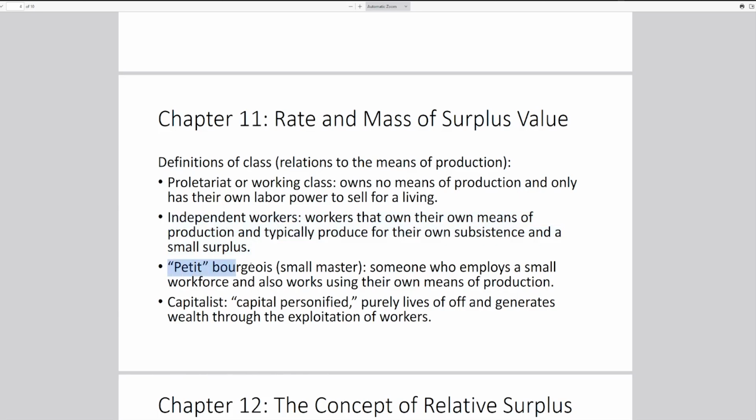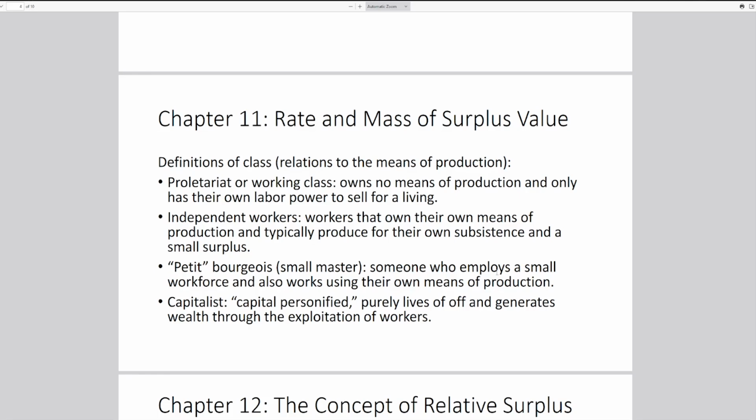And then one step up from that is the petty bourgeois, or what Marx calls in this chapter the small masters. These are people who employ a small workforce, but they also work using their own means of production. So they are both a boss and a worker at the same time. And this is not wildly unusual. I think there's actually a good number of petty bourgeois people out there.